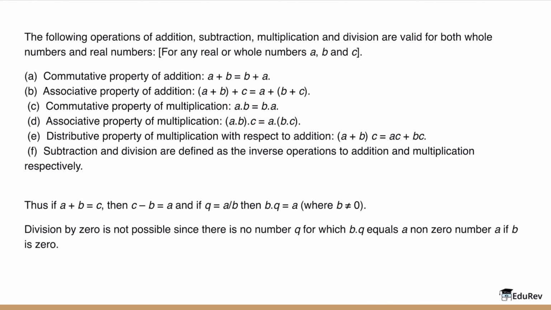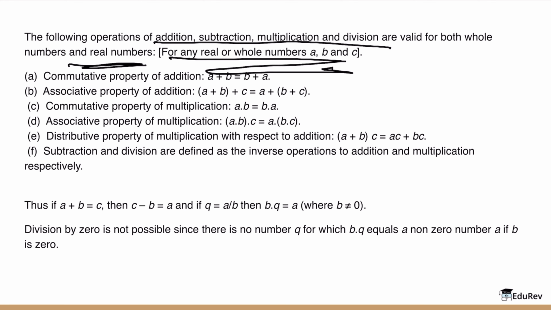Okay, so now the following operations of addition, subtraction, multiplication and division are valid for both whole numbers and real numbers. And for any real or whole number A, B, C, these are the properties which you need to remember. Now the thing is, these properties are one of the very basic properties which you people have already done in your 9th or 10th class, or as far as I can say, even in your 7th or 8th class as well. It's like commutative property, associative property, distributive property, simple properties. What is commutative property? Okay, let's review.